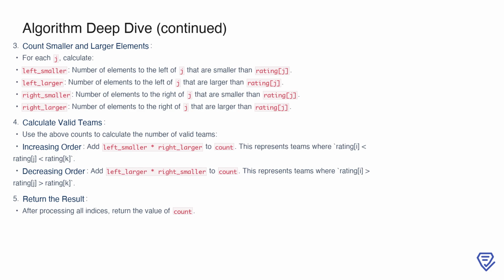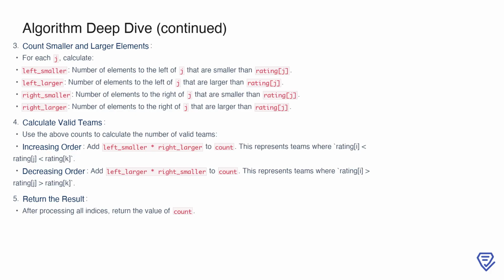For teams in increasing order, we add left_smaller * right_larger to the total count, as these represent combinations where rating[i] < rating[j] < rating[k]. Similarly, for teams in decreasing order, we add left_larger * right_smaller to the total count, representing combinations where rating[i] > rating[j] > rating[k].